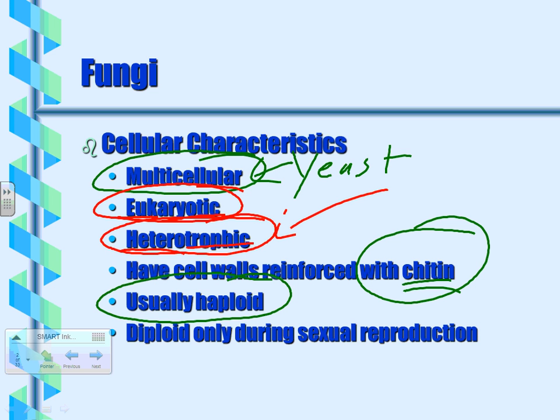These have no protections like that. That's a downside of being haploid. If you have a mutation, it's going to show up, right? Because there's no backup plan. They do become diploid during sex, sexual reproduction. We'll talk about how that happens in a minute. But those are your general characteristics of fungi.